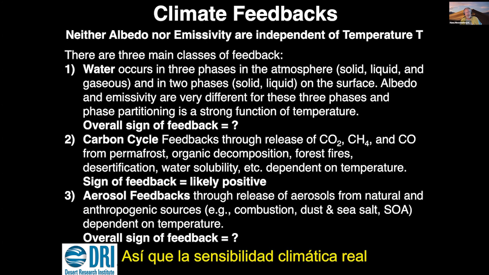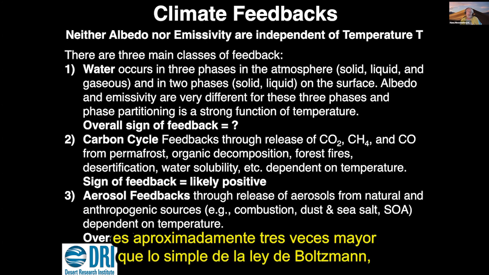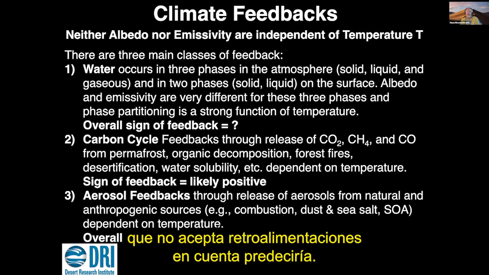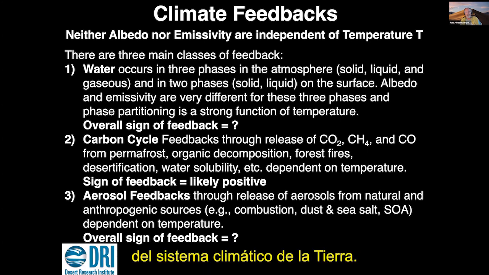So the actual climate sensitivity is about a factor of 3 larger than the simple Stefan-Boltzmann law, which doesn't take feedbacks into account, would predict. So snow is really a critical component of the Earth's climate system.